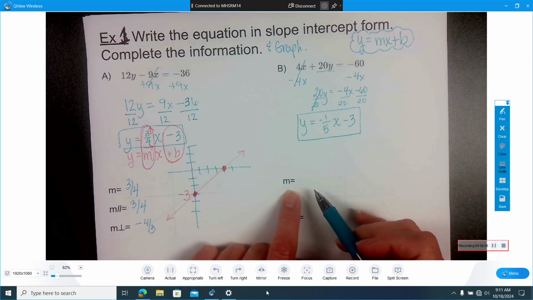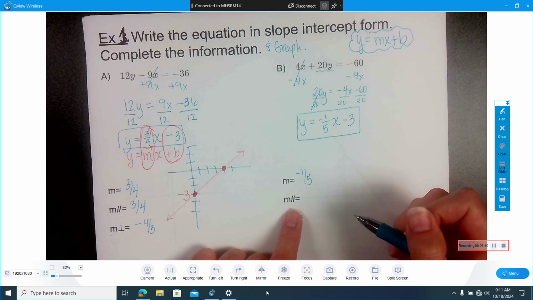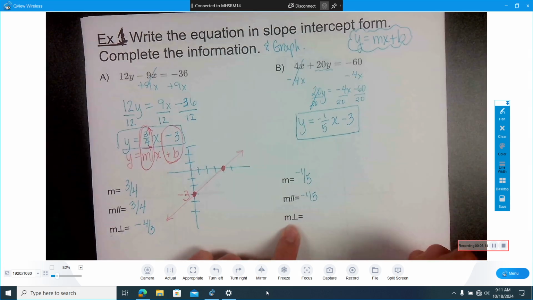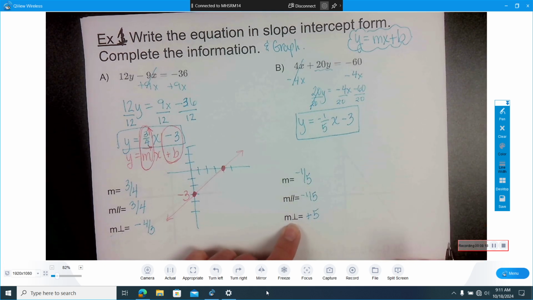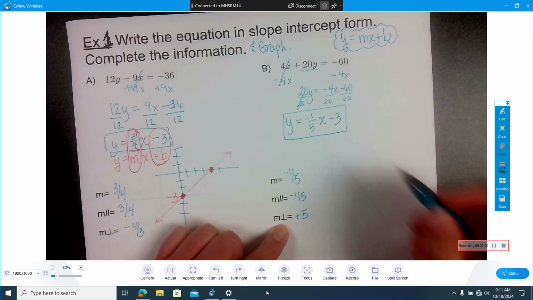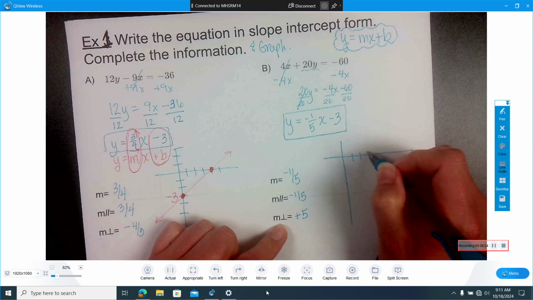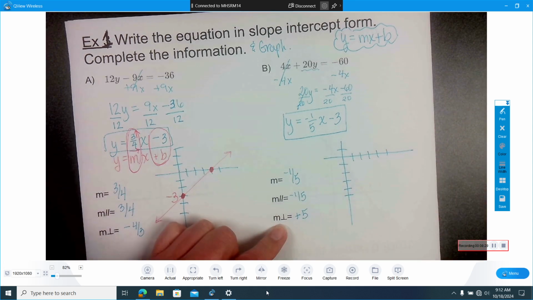What is the slope? -1/5. What is the parallel slope? -1/5. And what is the perpendicular slope? +5/1, or just +5. Very good. And just quickly the graph. 1, 2, 3, 4, 5. 1, 2, 3, 4, 5.